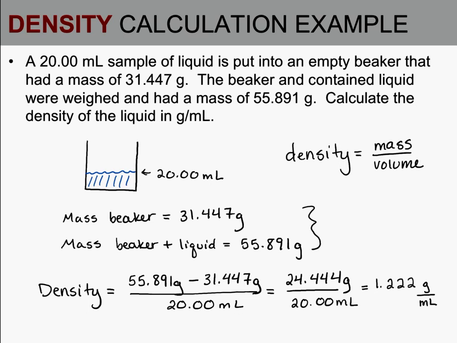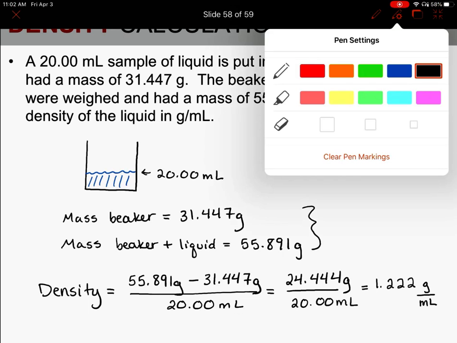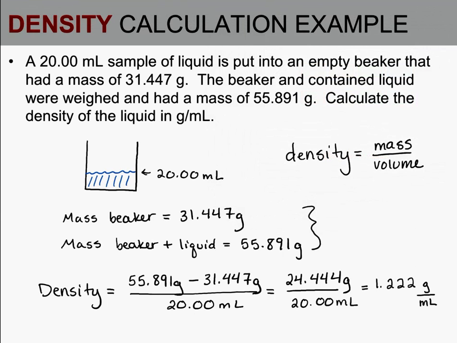Now, remember, you should still take significant figures into account. So in this problem, we had a subtraction problem in the numerator. So we took 55.891 and subtracted 31.447. And remember that when you're subtracting or adding two numbers, we care more about the number of decimal places. So when we did that subtraction problem, we ended up with a value that also had 3 decimal places.